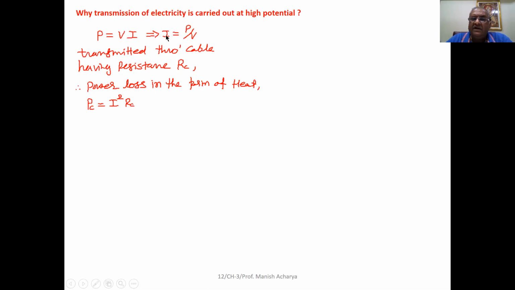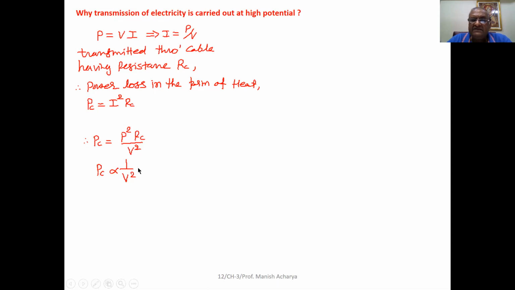But we can write I equal to P by V. So if we substitute I that is P by V, then the power loss in the cable, Pc, is equal to P squared Rc upon V squared. But P and Rc are constant. So we can write that the power loss in the cable is proportional to 1 upon V squared. So power loss is inversely proportional to the square of the potential.